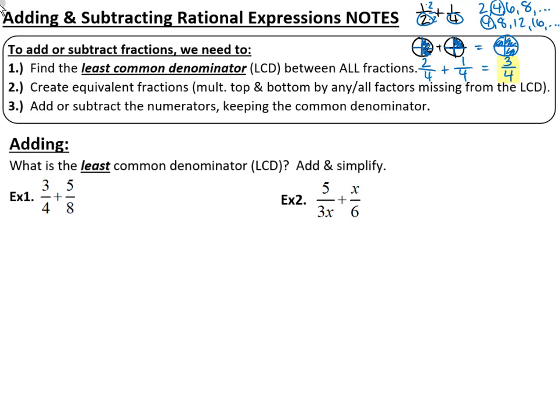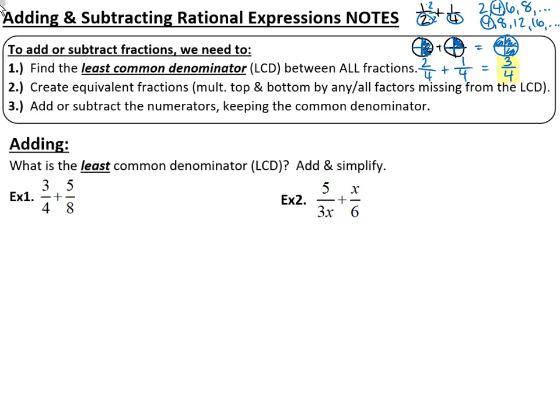All right. To find the least common denominator, we're going to have to look at all of our denominators. We're going to look at all of their factors. Okay, so step 1, find the least common denominator between all fractions. Step 2 is to make the equivalent fractions like we did here. Multiply the top and bottom by any missing factors from the common denominator. And then we're going to add or subtract the numerators, right? Like we added 2 plus 1 to get our 3, and kept the common denominator of 4. You don't add the denominators, you keep the common denominator.